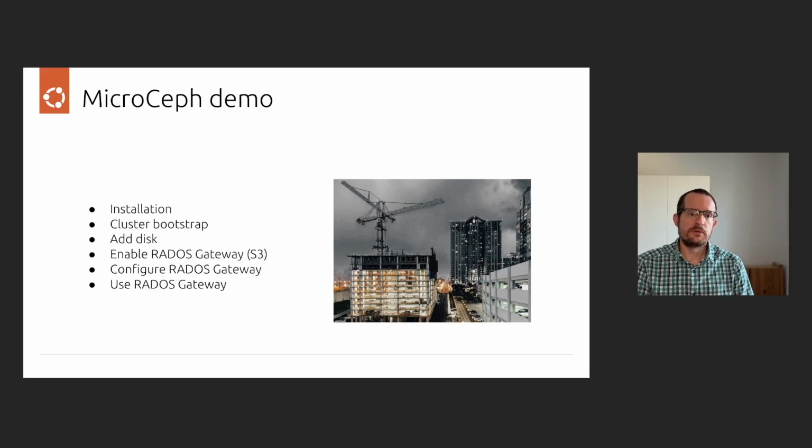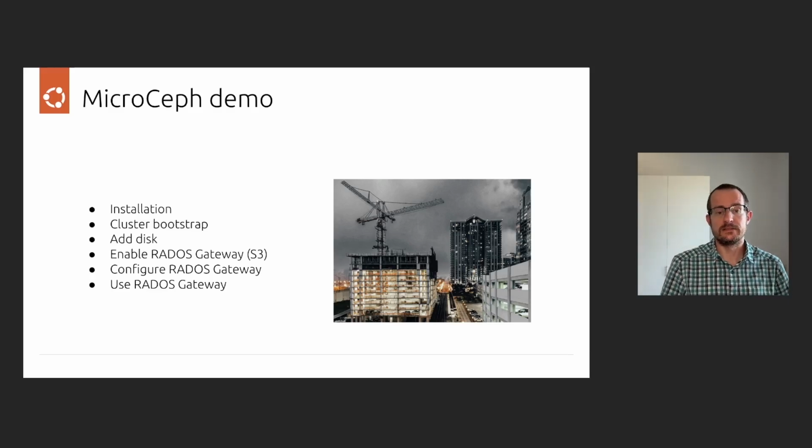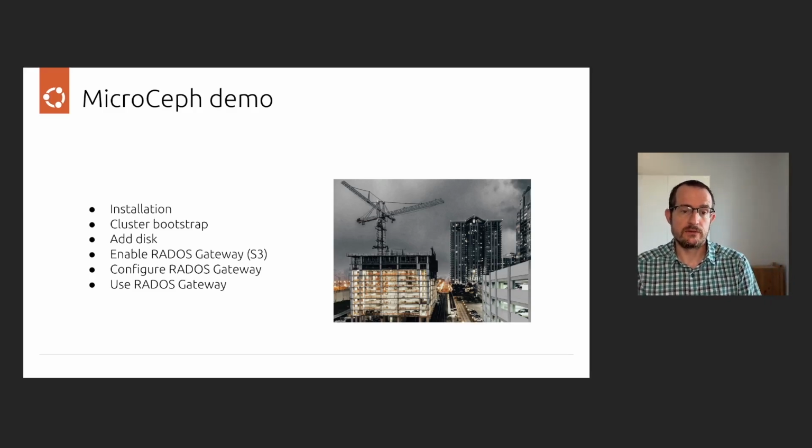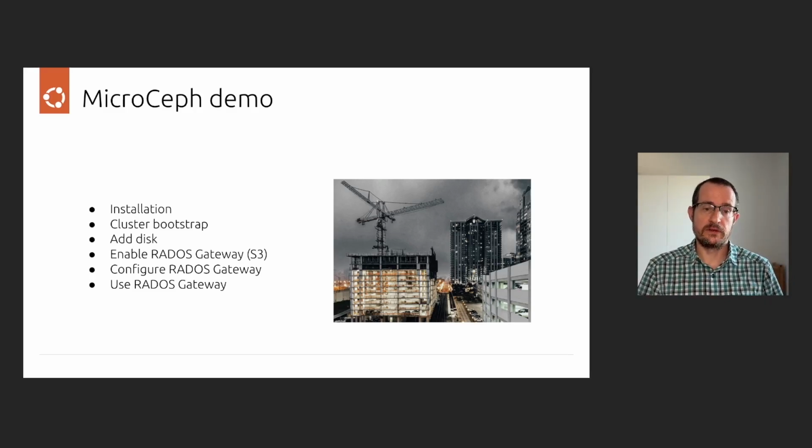So coming up in the demo, we're going to do that installation and the bootstrap. We'll add a disk, just one, and some caveats around that. We'll enable the Rados gateway with the S3 endpoint and configure it. Then we will make use of the gateway and interact with the API. And then, of course, we'll clean up after the demo too.